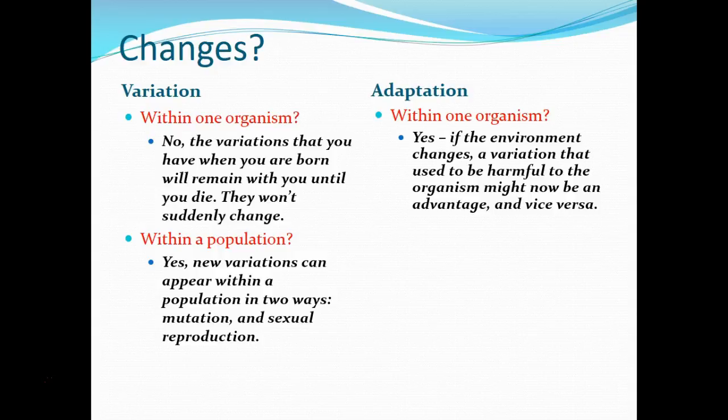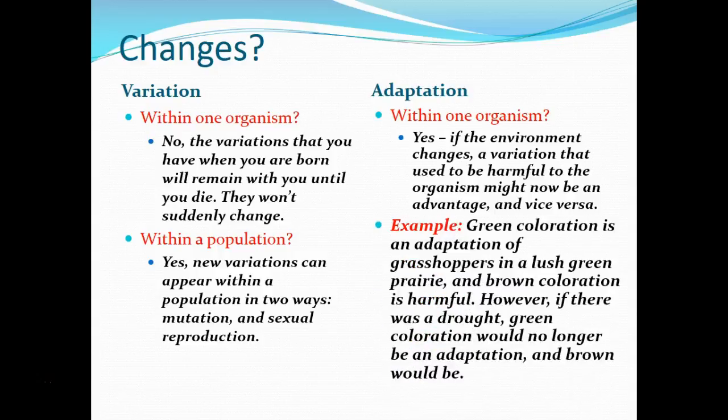So let's go back to those penguins, those that had, let's say, less blubber. That was harmful to them in a cold environment, but if the climate is warming, now that's a change in the environment, so that variation that used to be harmful, having less blubber, now is an advantage. So notice that the trait itself is not changing, it's the environment that changes. That's an important distinction.